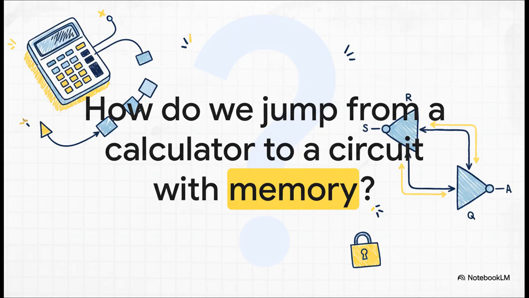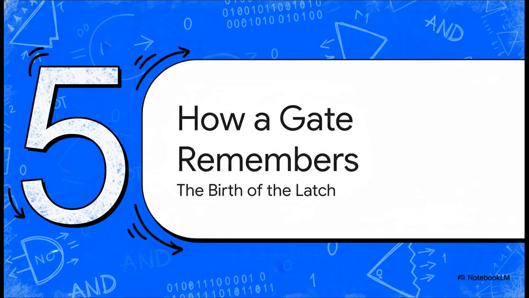So this is it. This is the million-dollar question that unlocks the next level of computing. How do we make that jump? How do we give a circuit a sense of the past? How do we make it hold on to a state? Well, the answer is surprisingly elegant. And honestly, it comes from doing something that seems totally counterintuitive when you first hear it.